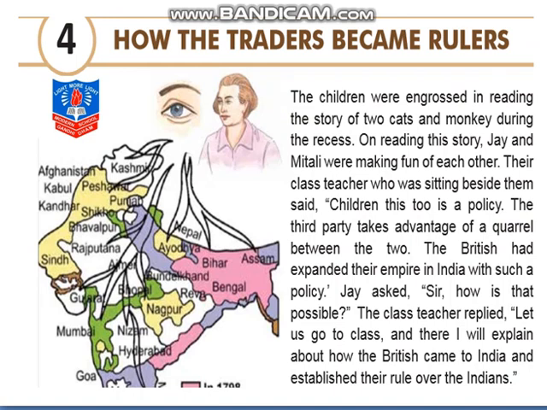The children were engrossed in reading the story of two cats and a monkey during the recess. On reading this story, Jay and Mitali were making fun of each other. Their class teacher, who was sitting beside them, said, "Children, this too is a policy. The third party takes advantage of a quarrel between the two. The British had expanded their empire in India with such a policy."